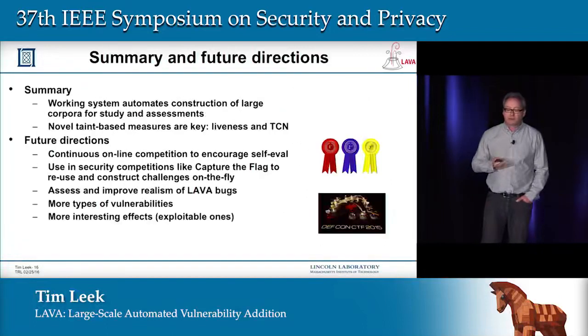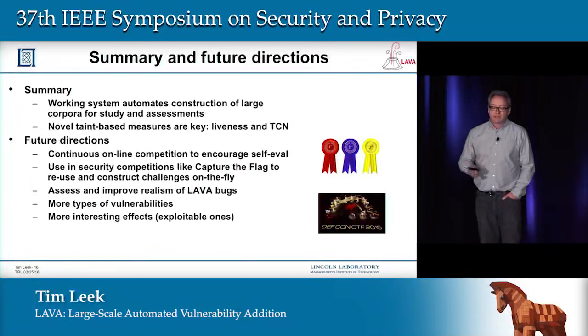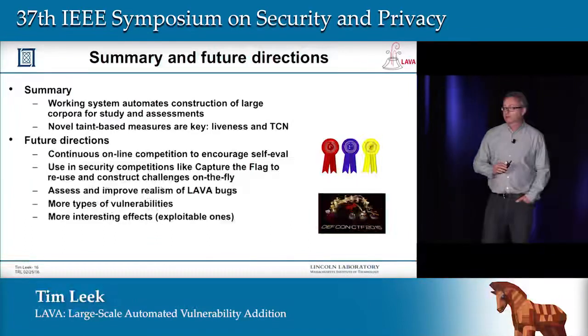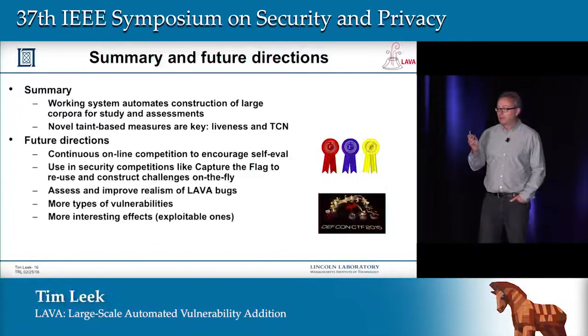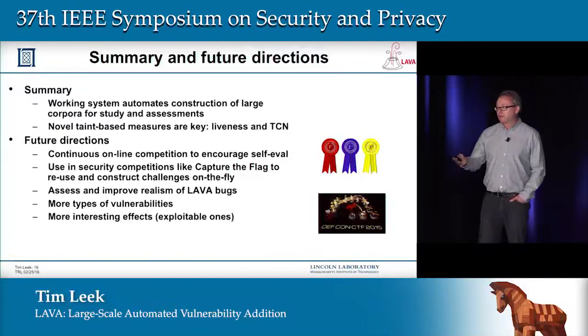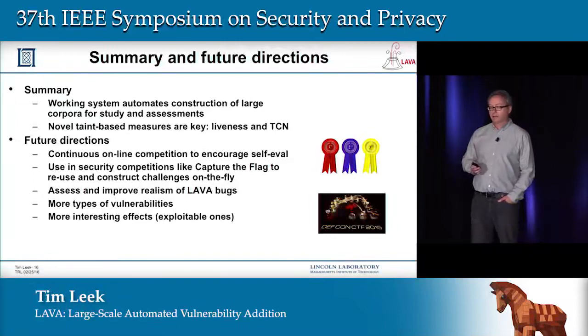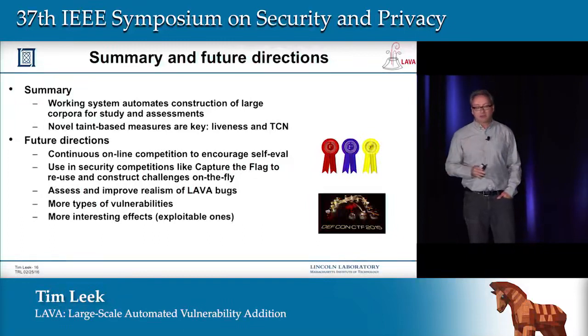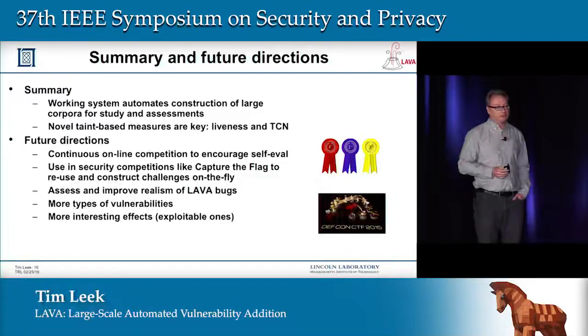So in summary, we have a working system that automates the construction of large corpora for study and assessment. We think this can be the basis for coming up with ground truth, basically on demand, to test whether or not vulnerability discovery tools even work. The novel taint-based measures that we used are key here. Liveness and taint compute number are not guarantees, but they're perfectly adequate for coming up with the bugs that we came up with. We get yields between 10 and 50%.